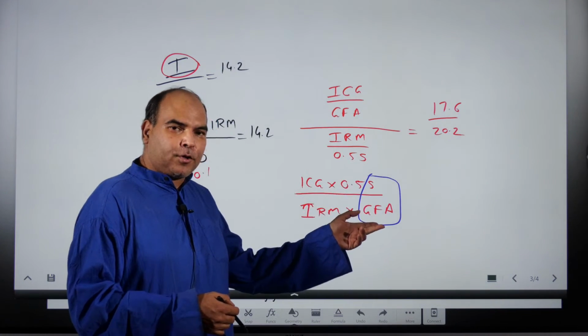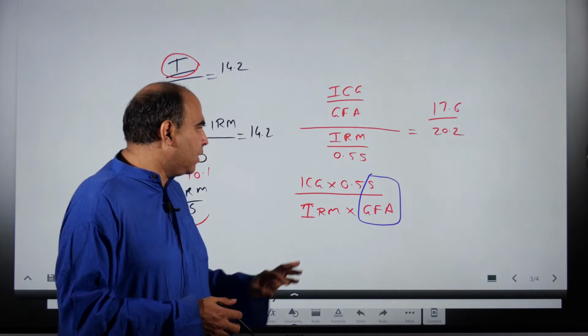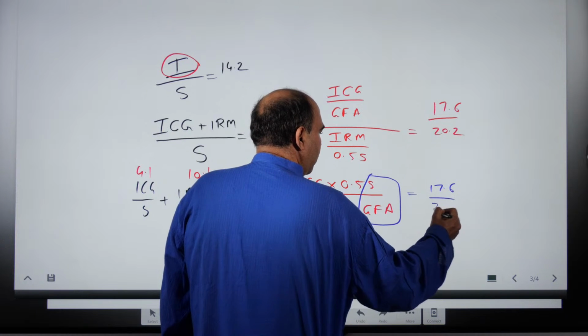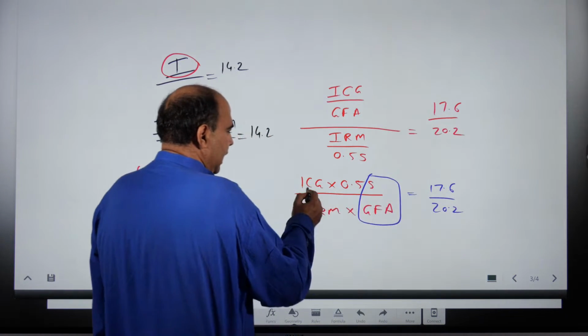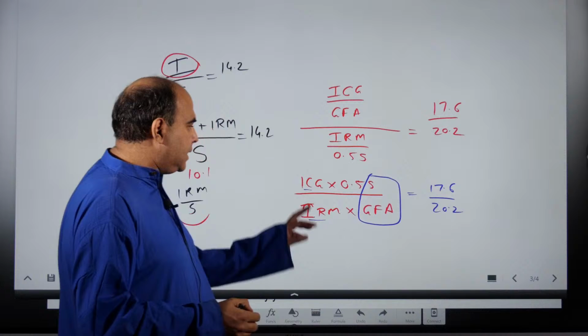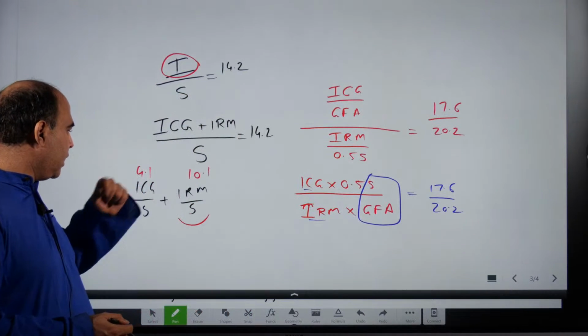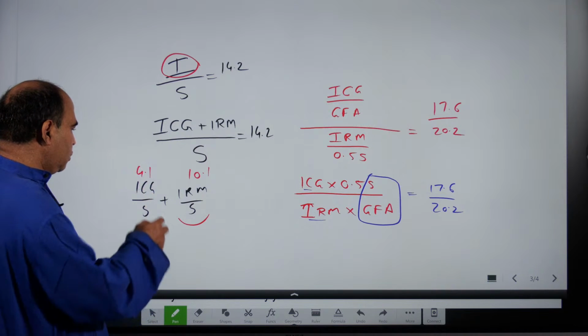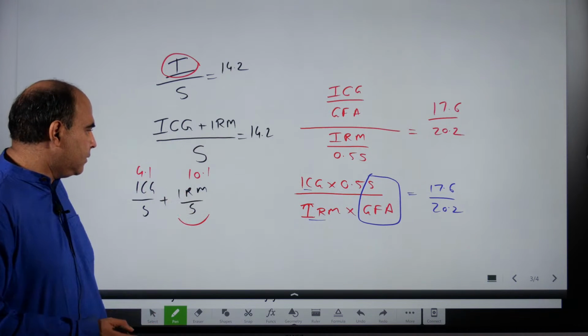So S upon GFA मेरे को चाहिए, तो इसको divide करूँगा तो obviously मेरे को ये मिलेगा. So this is equal to 17.6 upon 20.2. Now my hurdle here is ICG upon IRM, और ICG upon IRM का working out ये है, और इस context में ICG upon IRM में अगर करूँगा तो ये 4.1 by 10.1 आ जाएगा.